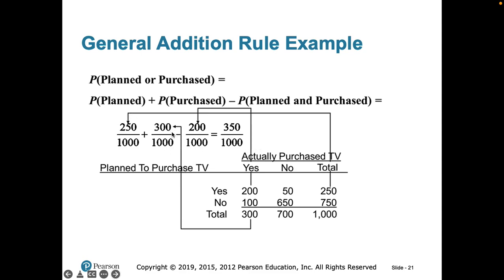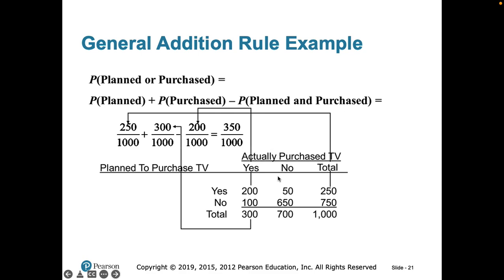Here you have the probability that you plan to purchase a TV, right? So here, plan to purchase a TV, 250. That's what you get, 250 here. Again, you are dividing always by your total sample, which is 1,000. Then you have the probability of those who purchase the TV, which is 300. So you have 300 divided by 1,000, and then you're going to subtract the probability of those who plan and purchase the TV.